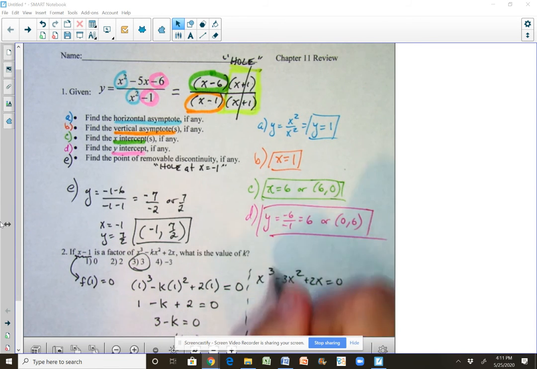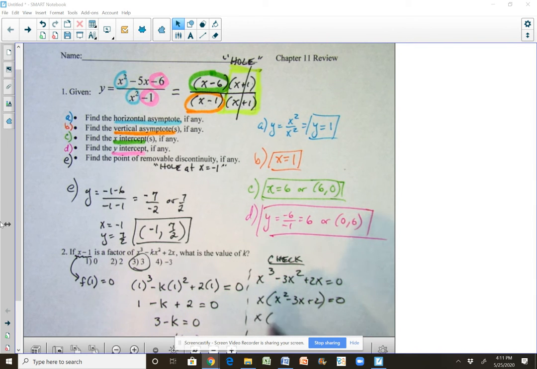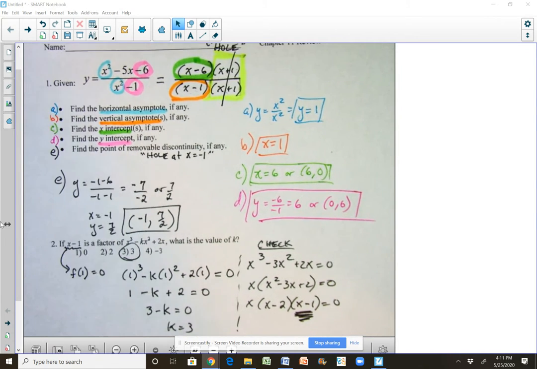So I'll just do this as a check. You don't have to check this, but this is just to show you what it would look like. You take a GCF factor out, you're left with this. And then you can factor down that trinomial. It's going to turn out to be x minus 2 and x minus 1. And so therefore, you can see that that is a factor. So it's factorable. All right.